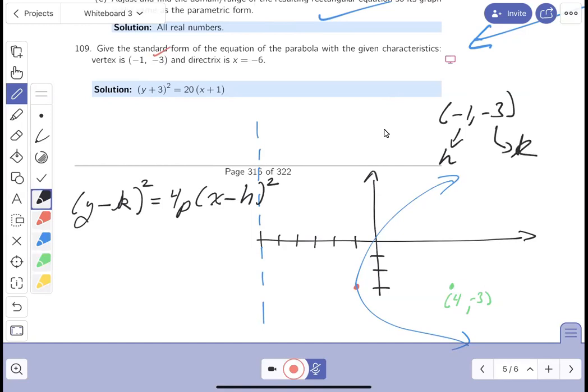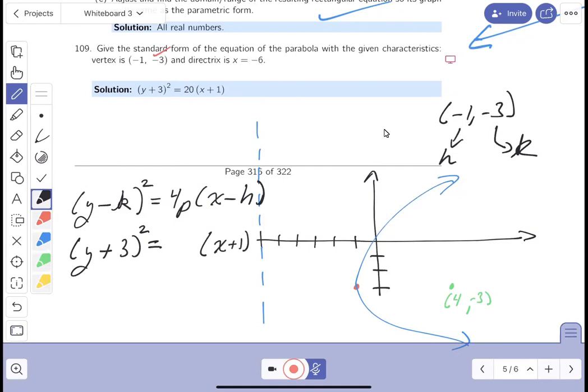Let's write that down now. Y minus a minus 3. I'll do the 4p later. And x plus 1. I'm sorry, I made a mistake. I just noticed it. Sorry about that. X minus a minus 1 is plus 1.